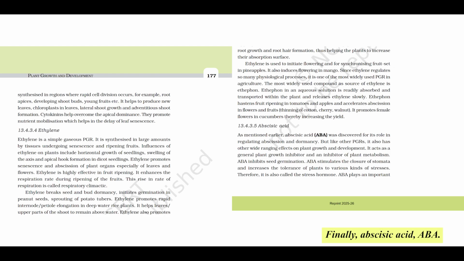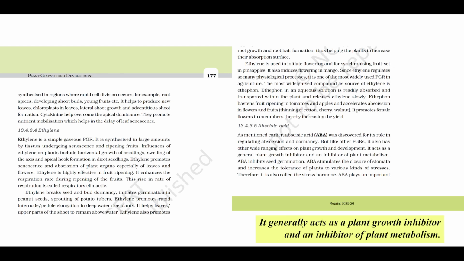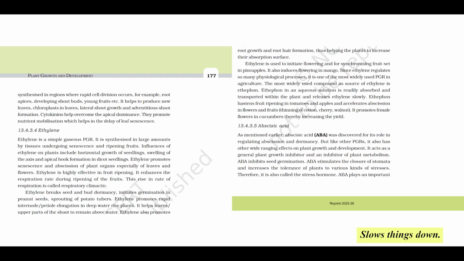Finally, abscisic acid, ABA. Remember, discovered for its role in regulating abscission and dormancy. It generally acts as a plant growth inhibitor and an inhibitor of plant metabolism. Slows things down. The main stop signal. Largely, yes. It inhibits seed germination. It stimulates the closure of stomata, helping conserve water under stress. It increases tolerance to various stresses: drought, salt, cold. That's why it's called the stress hormone. Very important name to remember. ABA equals stress hormone. Stimulates stomatal closure.